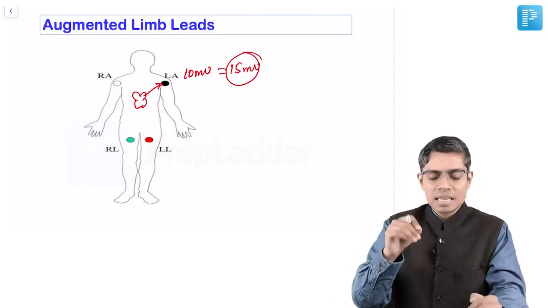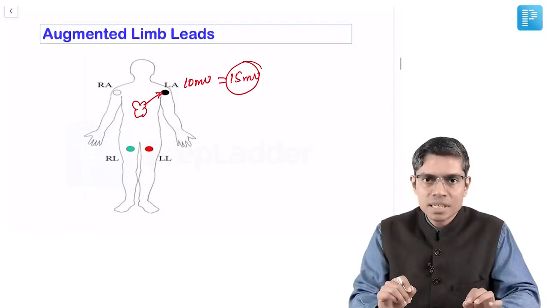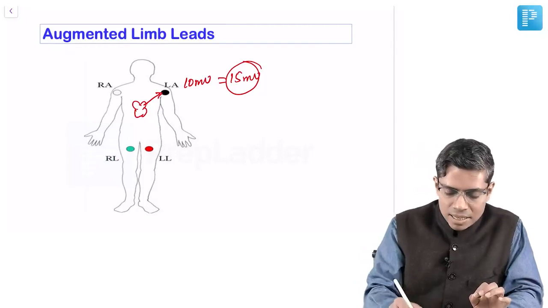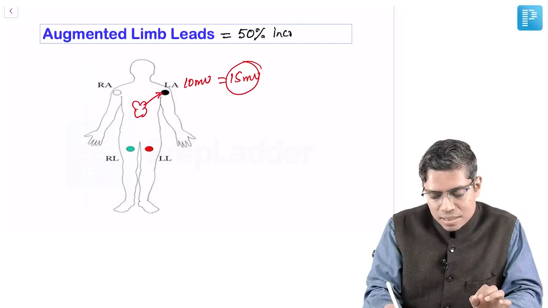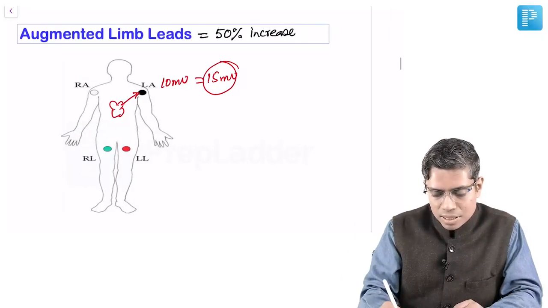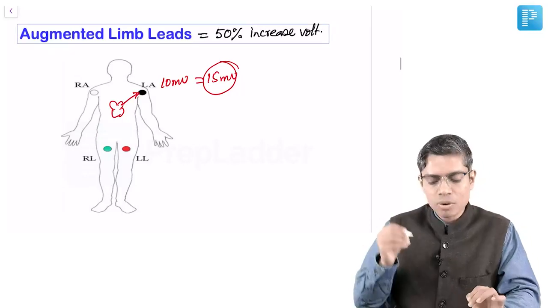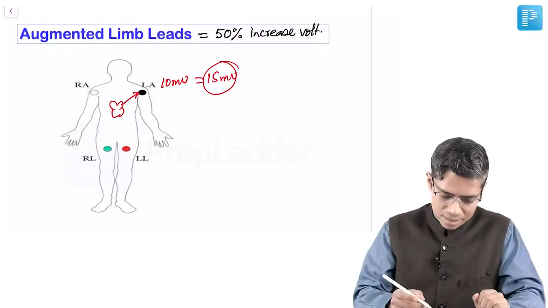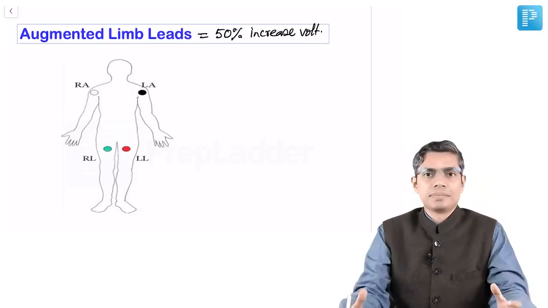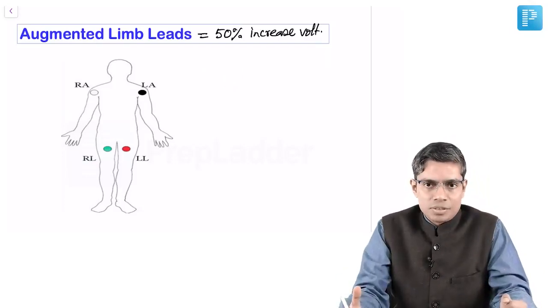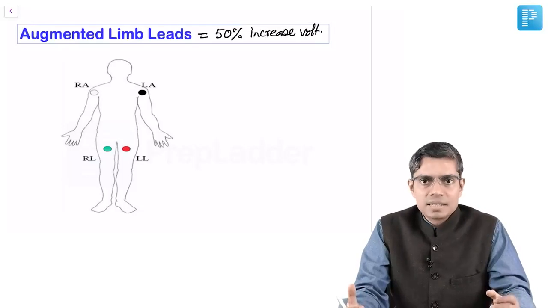The same thing is done by augmented limb leads in the ECG. It increases or augments the voltage. How much voltage is increased? 50% increase in voltage. Increase in voltage is done by augmented leads. So how is that done? This is done by certain changes in connection in the circuit of the ECG machines. So how is that circuit done?